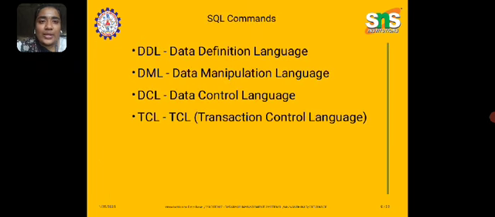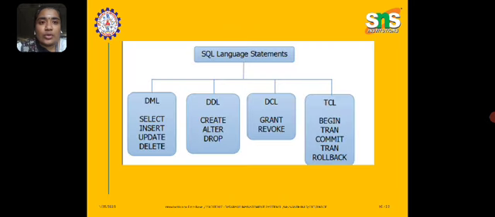Next one is SQL commands. We have four types of SQL commands. First is DDL, which stands for Data Definition Language. Second is DML, which stands for Data Manipulation Language. Third is DCL, Data Control Language, and fourth is TCL, Transaction Control Language. A structure diagram of SQL language statements has been given. In Data Manipulation Language, the select, insert, update, and delete queries are given. In Data Definition Language, create, alter, and drop queries are given. In Data Control Language, grant and revoke are given. In TCL, Transaction Control Language, begin transaction, commit, and rollback are given.